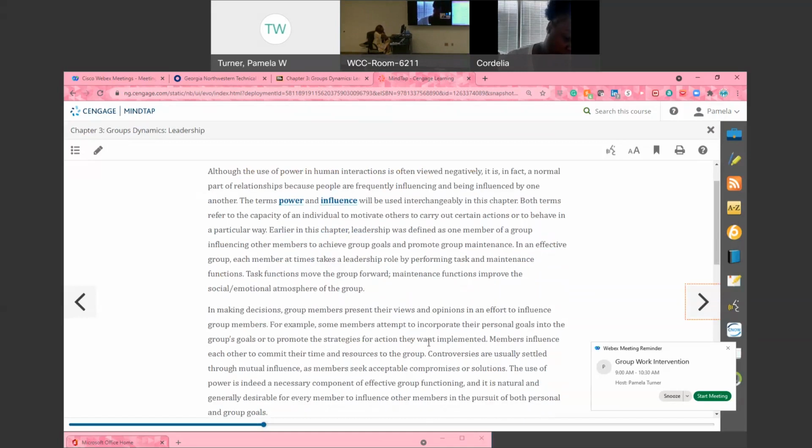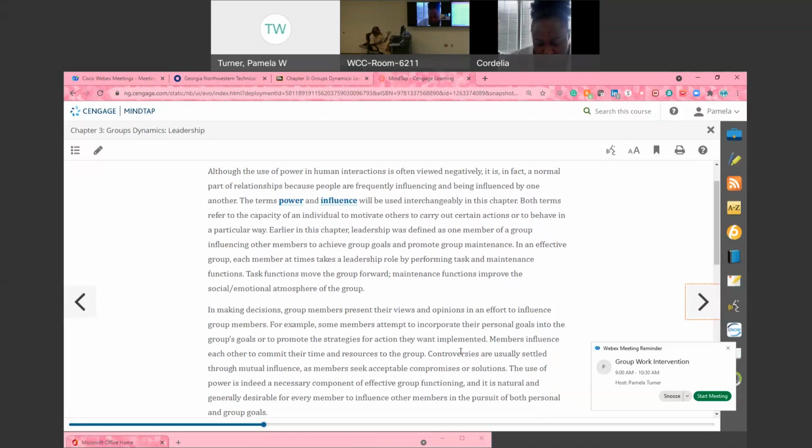In making decisions, group members present their views and opinions in an effort to influence group members. For example, some members attempt to incorporate their personal goals or the group's goals or to promote the strategies for action that they want implemented. And again, I'm going to use the jury situation. So a jury is, again, a task group, right?